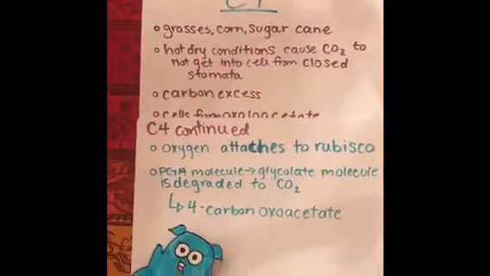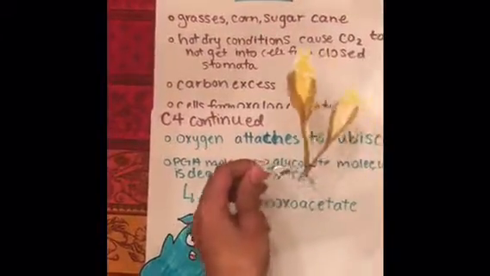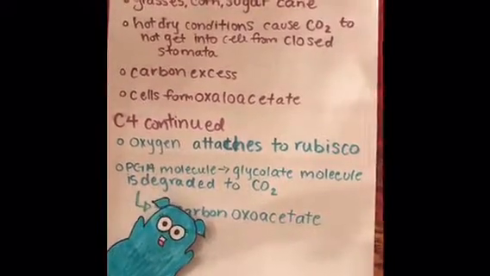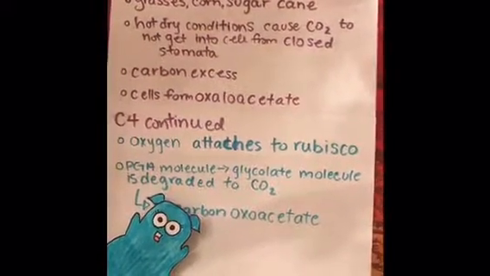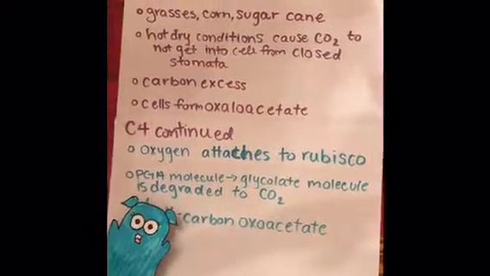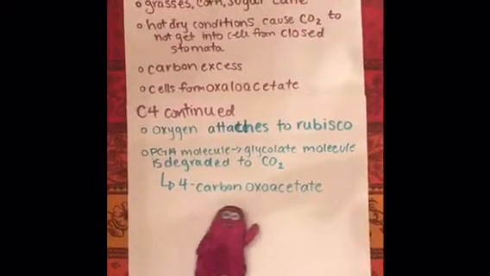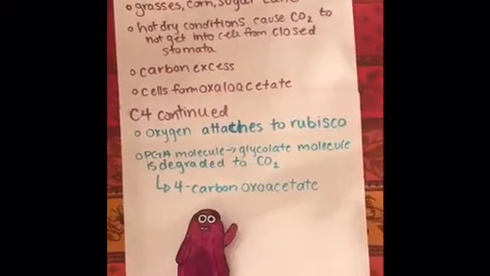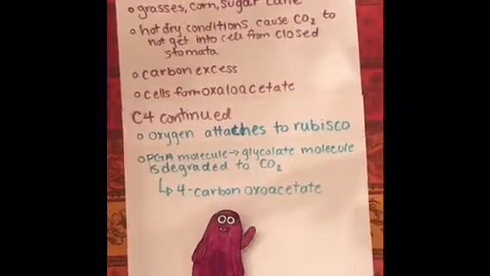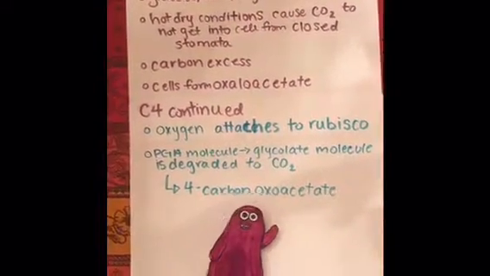Some examples of C4 plants are grasses, corn, and sugarcane. C4 plants can be found in hot, dry conditions, which causes CO2 to not get into cells from closed stomata. There is excess carbon, and also cells form oxalate. In bundle sheath cells, Rubisco attaches to oxygen. Only one PGA molecule forms with a glycolate molecule and degrades to CO2. 4-carbon oxaloacetate. Therefore, the name C4.